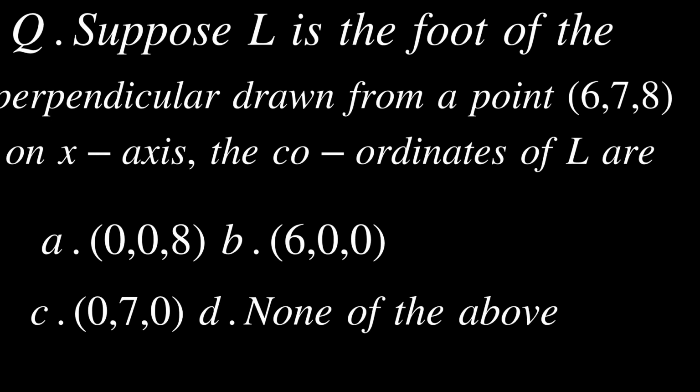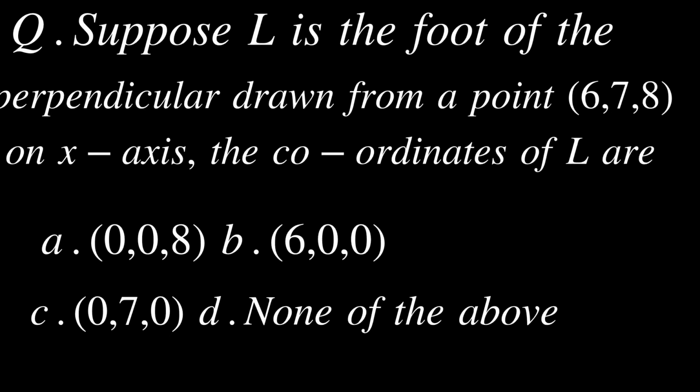First problem. Suppose L is the foot of the perpendicular drawn from a point (6, 7, 8) on x-axis. The coordinates of L are: options A (0, 0, 8), B (6, 0, 0), C (0, 7, 0), D none of the above.